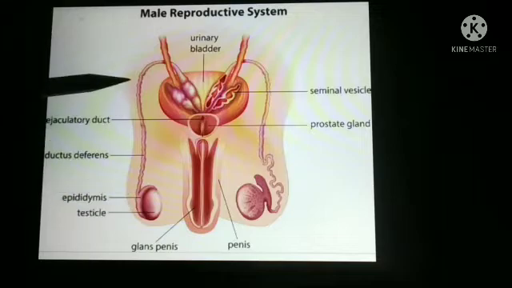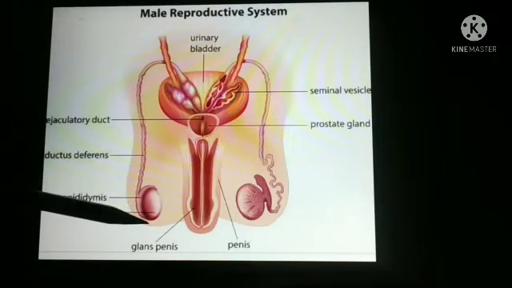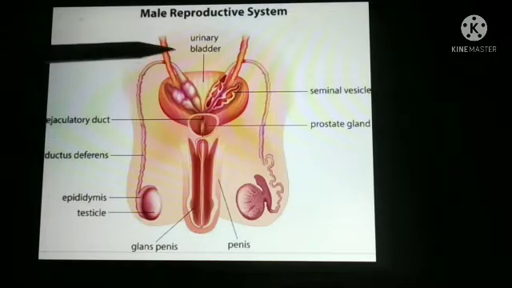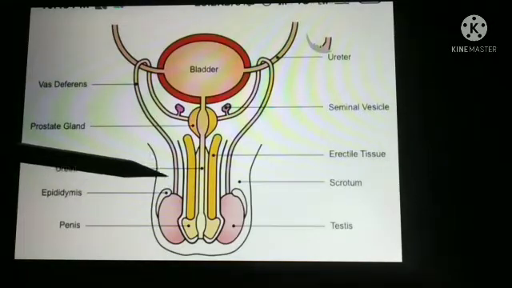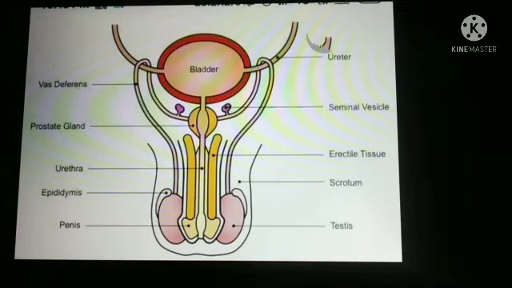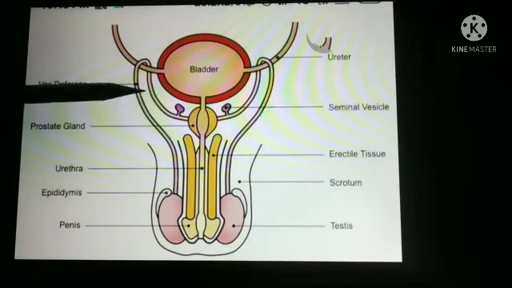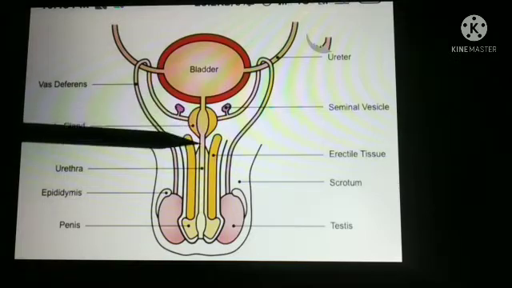What is the function of this vas deferens? The function of the vas deferens is to transport mature sperm to the urethra in preparation for ejaculation.